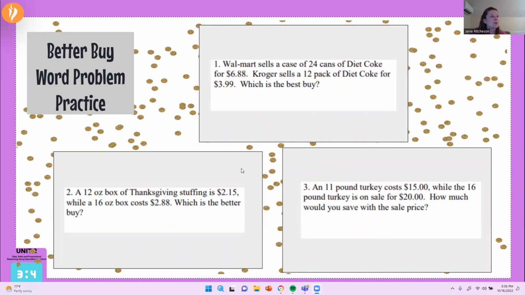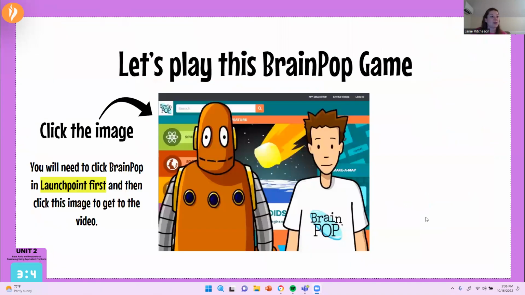And then here's another one where you have to find the better buy. So these are word problems. I want you to try the first 3 problems and then these 3 problems and read the questions carefully. Okay, so for example, the first 2 say, which is the better buy, but number 3 says, how much would you save with the sale price? Okay, so I've worked out all of those details. I worked out the problems for you so you can see my work.